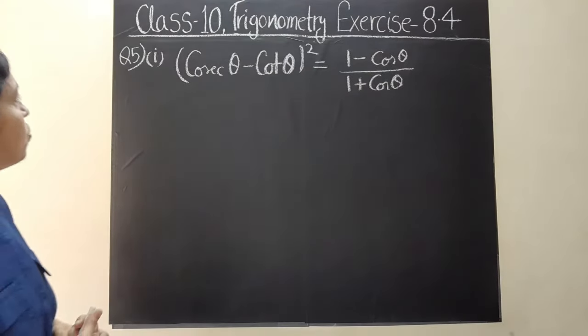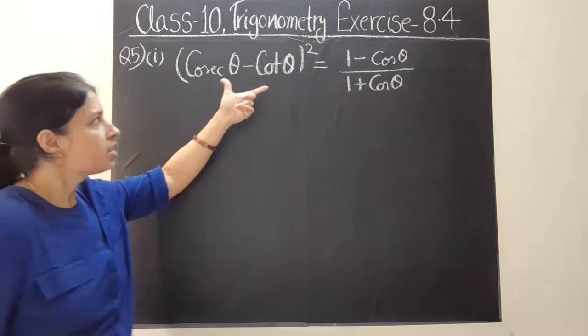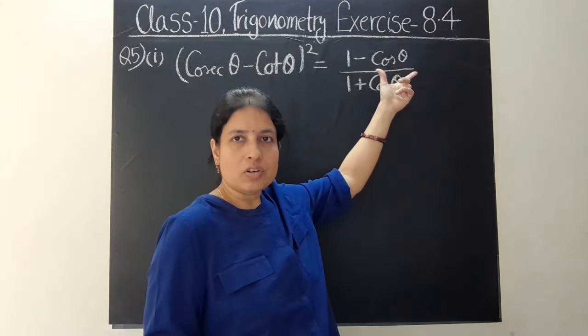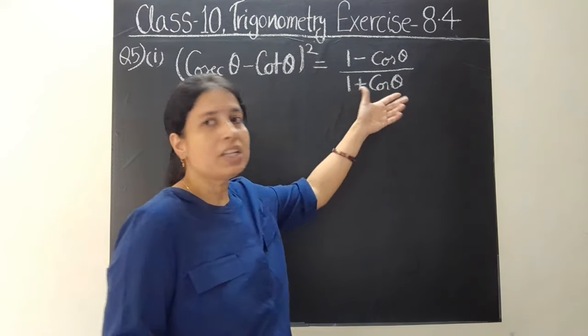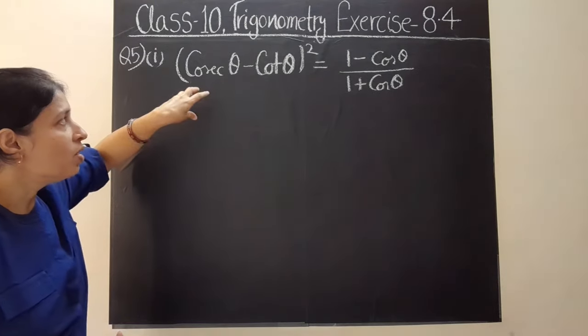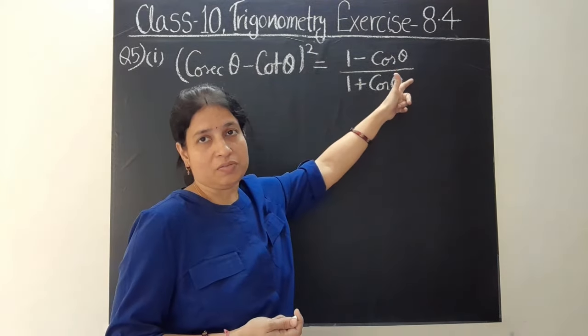So let us see question number 5. The first part is (cosec theta minus cot theta) whole square is equal to (1 minus cos theta) divided by (1 plus cos theta). Here LHS is given in the form of cosec and cot, and RHS is given in cos form.